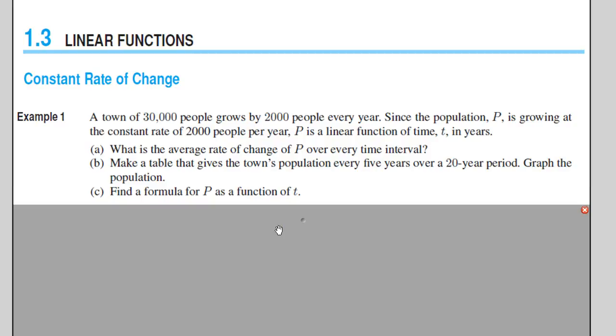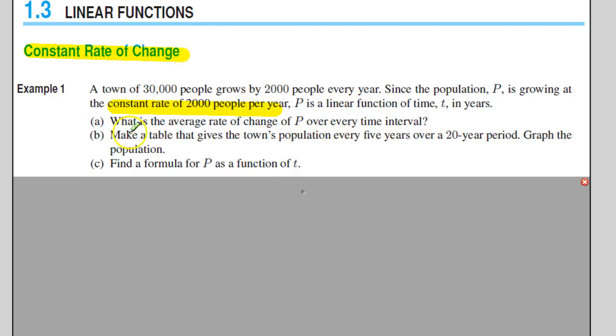But let's take a look at an example of a mathematical model of the population of a town. The town population is 30,000 people, and it grows by 2,000 people every year. So the population is growing at a constant, that's a hint, constant rate of 2,000 people per year. So the rate of change is constant, and it's going to give you a linear function.